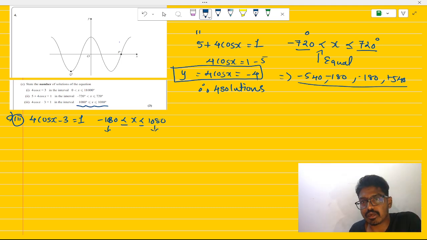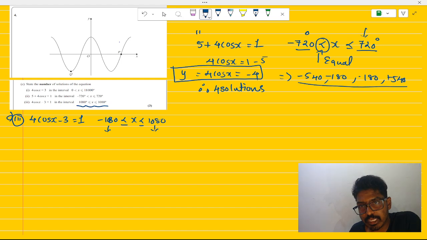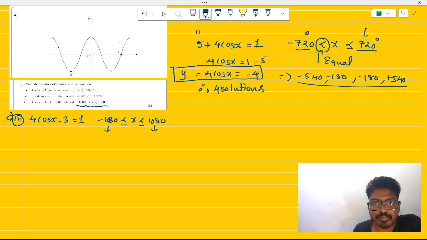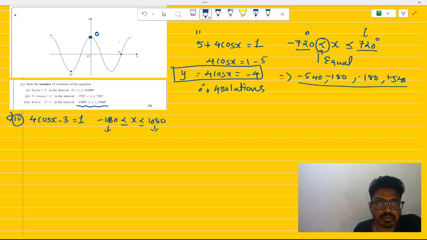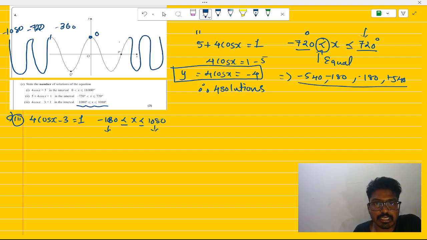In the previous case we did not include 720 because there was no equal to symbol. Here the question has an equal to symbol, which means we have to look at that also. So here if it is 0, this would be 360. If you extend it, it would be 720, and then again if you extend it, it would be 1080. Negative 720, negative 360. Again if you extend on the positive side, it would be positive 360, then positive 720, and then 1080.